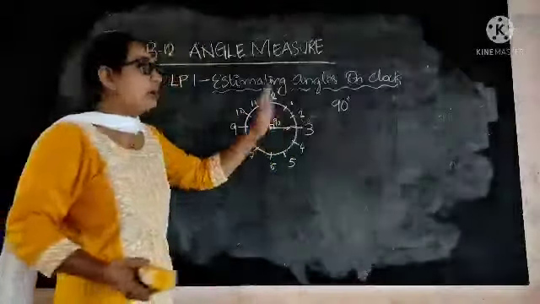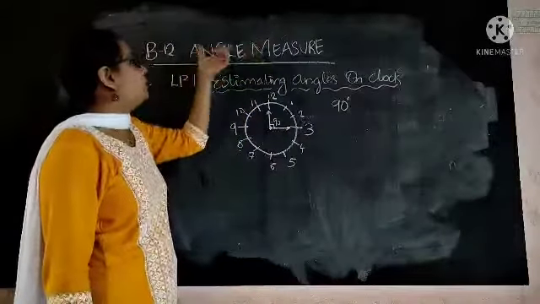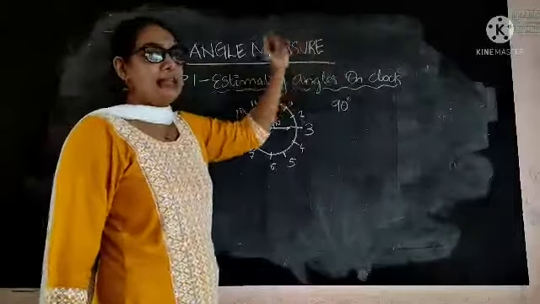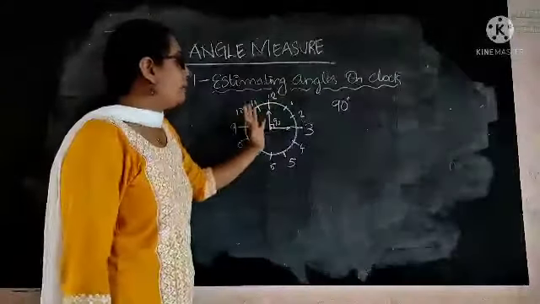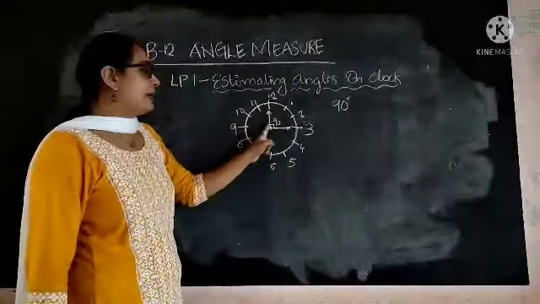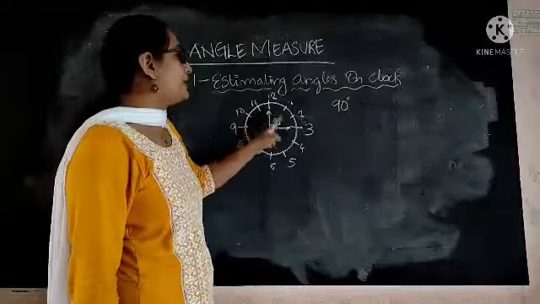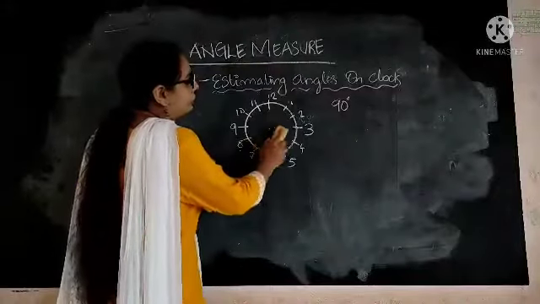Draw this clock. Take your notebook and write down angle measures. The first one is estimating angles on a clock. Draw a clock like this, mark 3 o'clock, and mark the angle between the hour hand and the minute hand. Okay, so your next question.